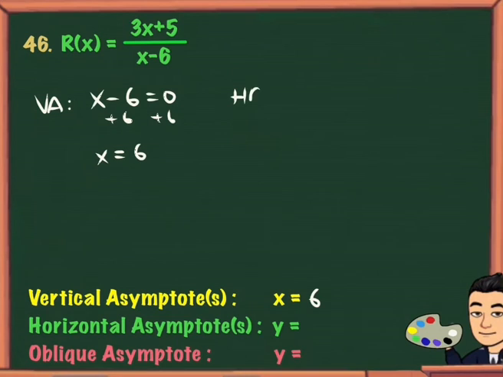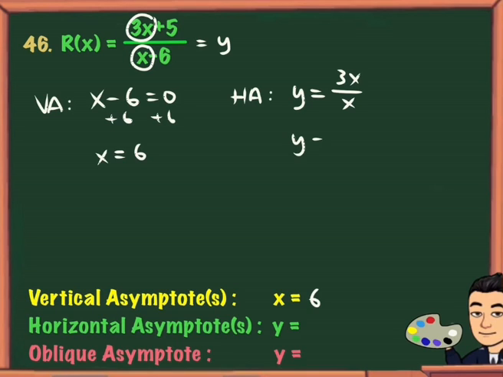Let's check out the HA. So HA is going to be, you set the function equal to y. So you're going to say y equals, you're just going to compare the highest degree of numerator and denominator and say that is 3x over x. Okay, so y is actually going to equal 3. So your horizontal asymptote is where y equals 3. Since you have a horizontal asymptote, that means that you don't have oblique. So it's going to be none.